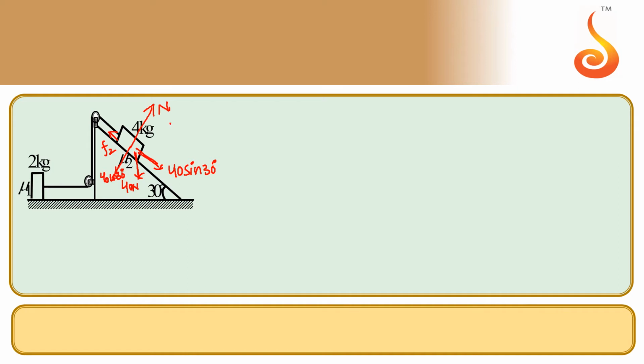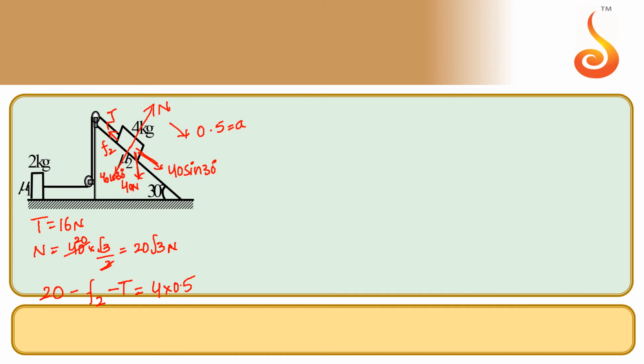The whole system is moving downward with an acceleration of 0.5 meter per second square, and the tension is acting in the upward direction. The tension is given, which is 16 newtons, and here normal is equal to 40 cos 30. Cos 30 is root 3 by 2, which is 20 root 3 newtons. Since the whole system is moving downward with 0.5 meter per second square, 40 sine 30, which is nothing but 20, minus F2 minus tension will give mass times acceleration, which is 4 into 0.5.